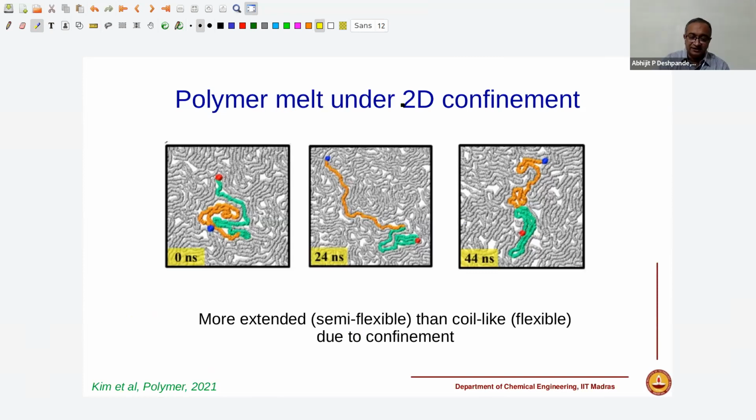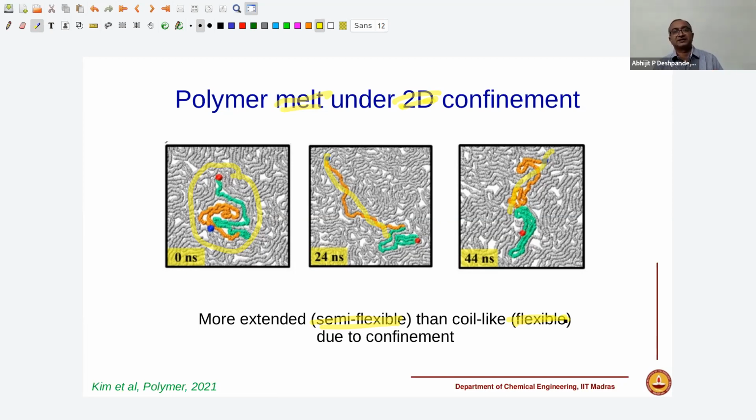This is a polymer melt under 2D confinement. And what you can see is a coil-like molecule, which generally would tend to be the conformation of a macromolecule in 3D, ends up being a more extended molecule. And so this molecule, which is otherwise flexible in a 3D sense, due to confinement, ends up behaving like a rod-like or at least a semi-flexible macromolecule. So therefore, the response of such 2D systems to mechanical response is quite varied.